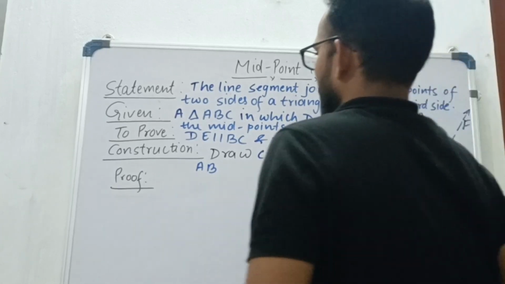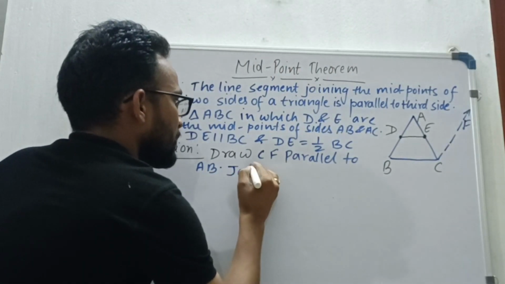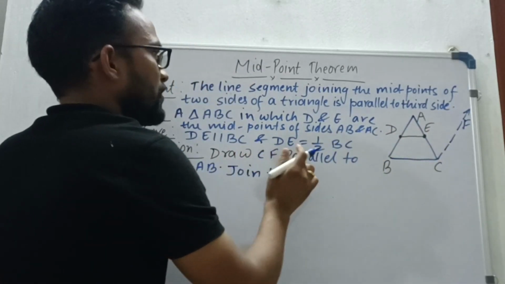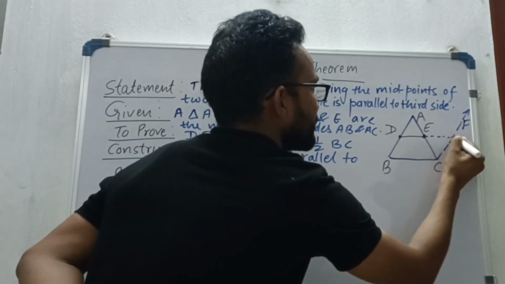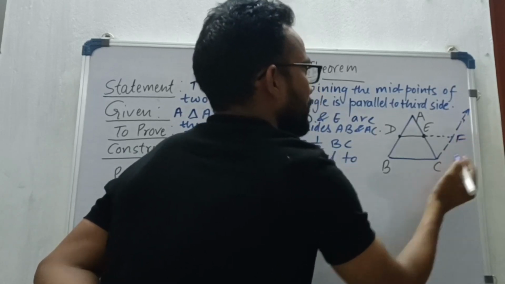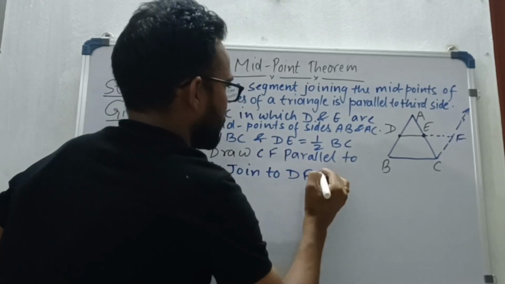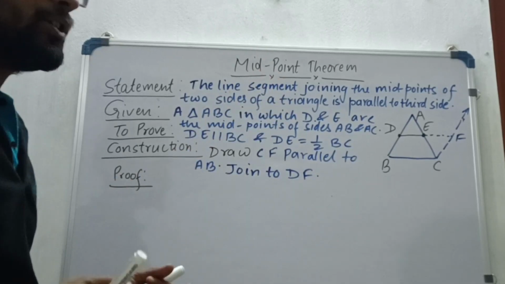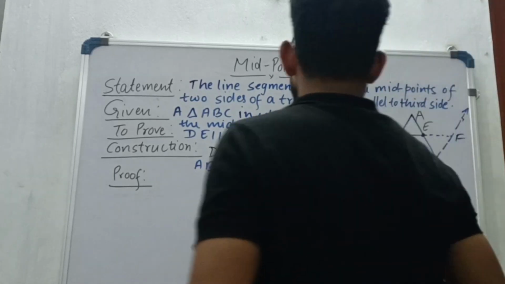Now also join D, and you have to extend it such that it meets at point F. Okay. Join DF. Now we have joined DF. After joining DF, now our main work for proving has started.